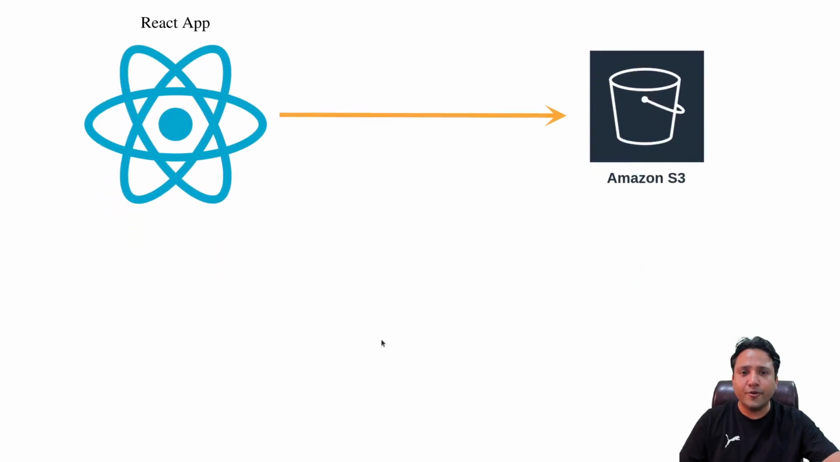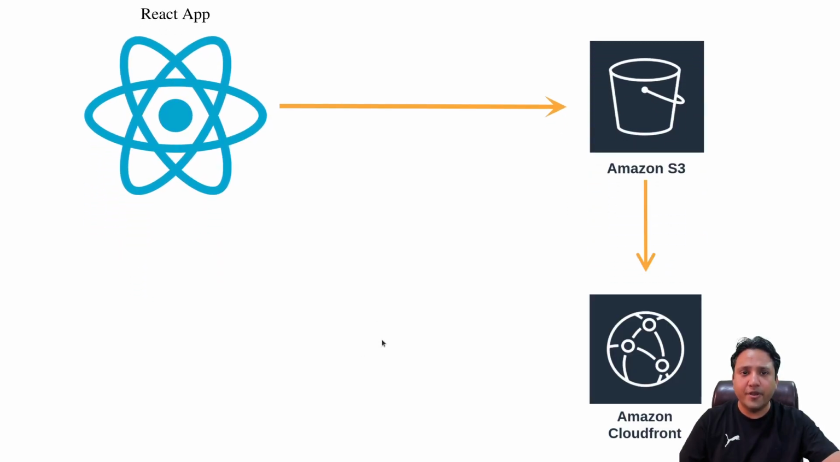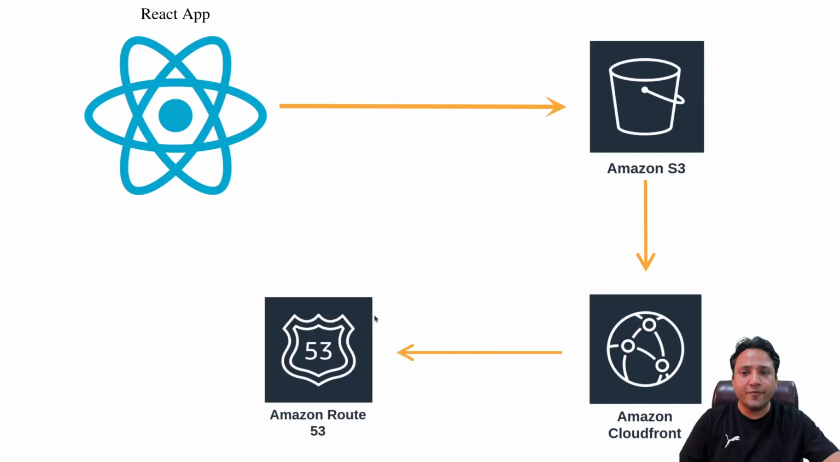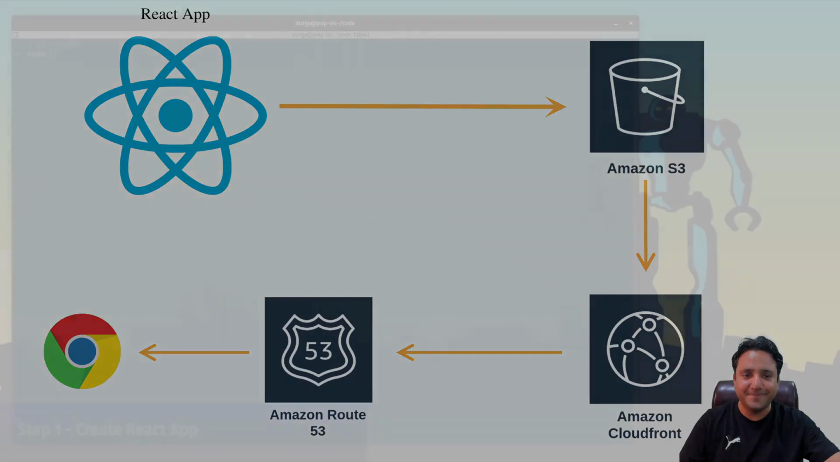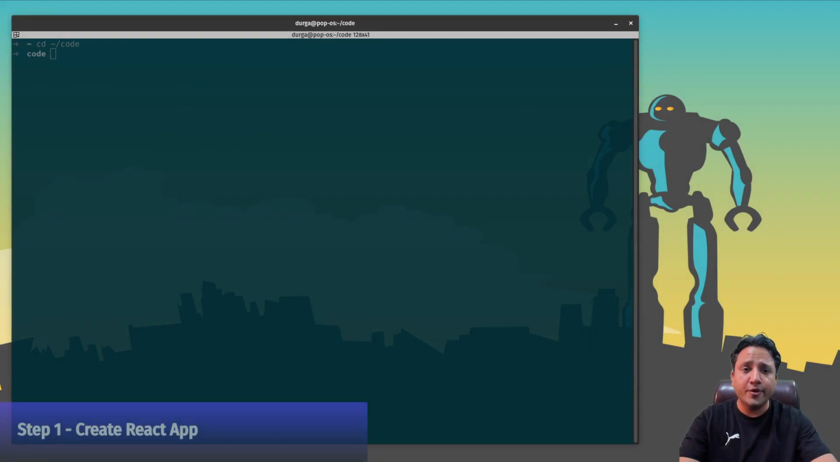Then we are going to configure AWS CloudFront, and AWS CloudFront is going to get the data from AWS S3. Then we are going to configure AWS Route 53, and this is a DNS configuration. And at the end, the user is going to get the simple application which we have created in React. It's a simple hello world application, and the user is going to see it by hitting a particular URL.